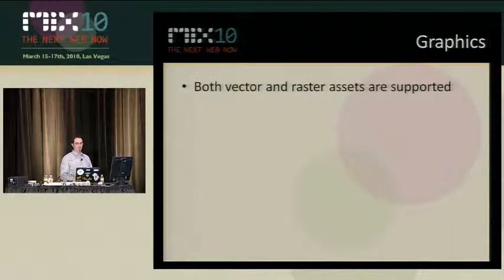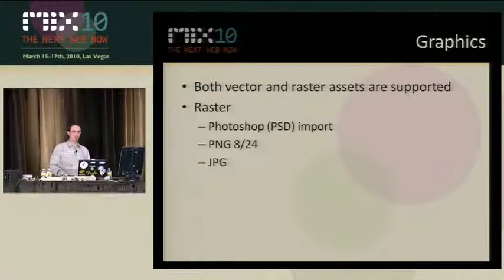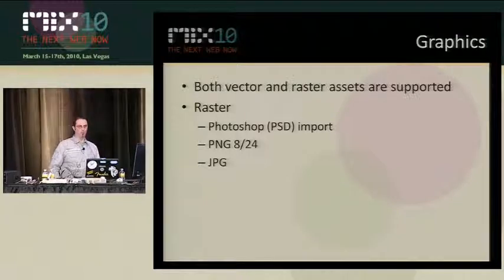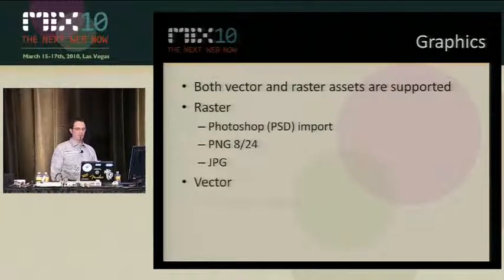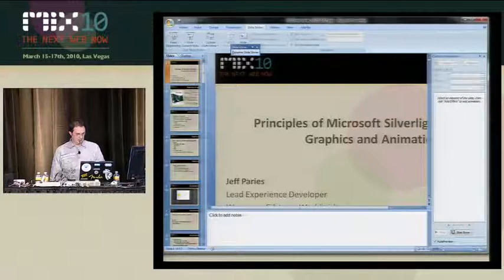Within Blend, Silverlight, both vector and raster assets are supported. Specifically with regard to raster, you have Photoshop import in Blend, JPEG, and PNG 8 and 24-bit. On the vector side, you have the option to import Illustrator, as well as use the XAML shape class to draw ellipses, lines, paths, and make your own artwork. And one thing I wanted to show, a lot of the PSD and Illustrator import talk, you don't see a whole lot of examples of that. And I do have one here that I wanted to show you.